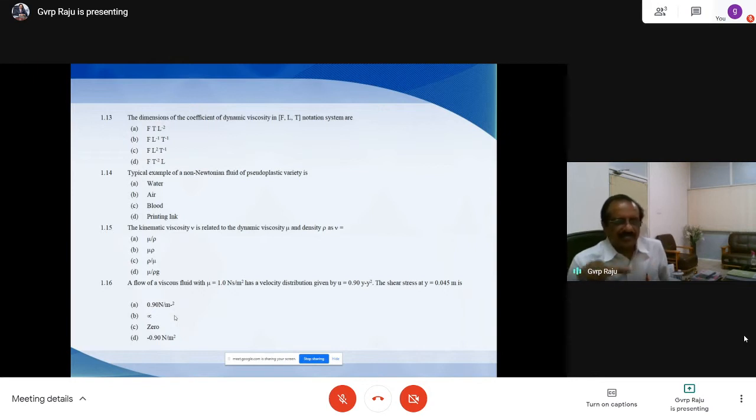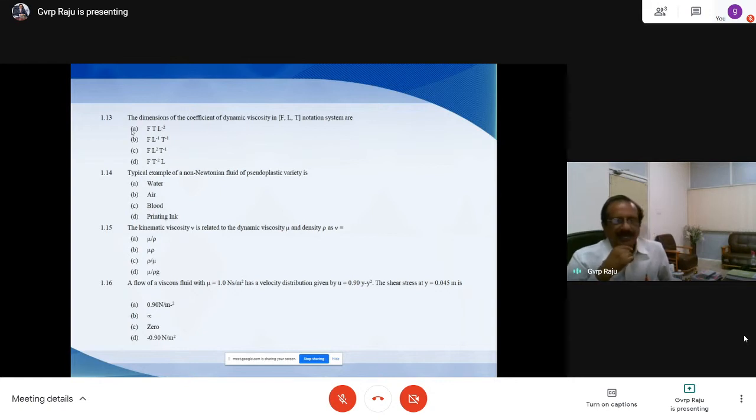Meter square is L into L, so L square. So the expression is F T by L square, which is F T L minus 2. So for 1.13, the answer is A. And 1.14.